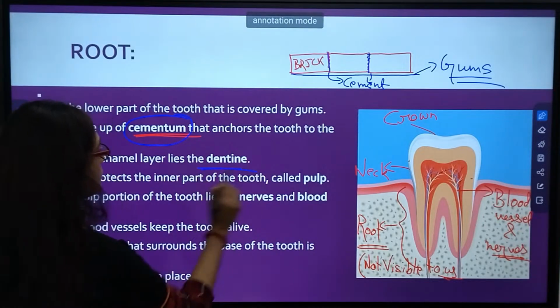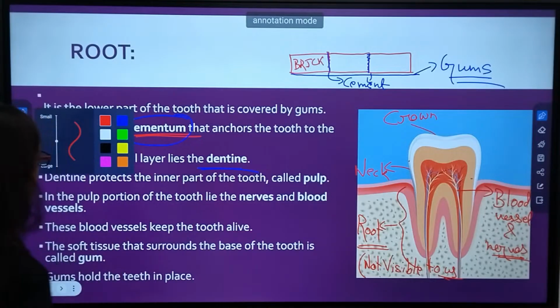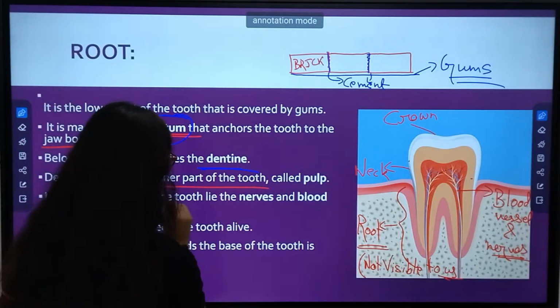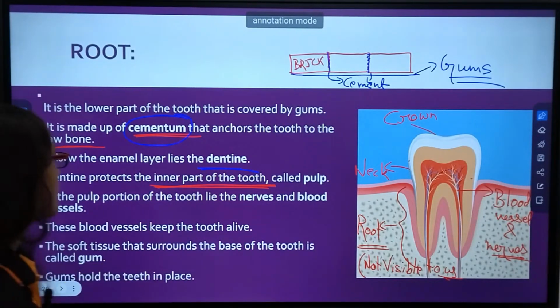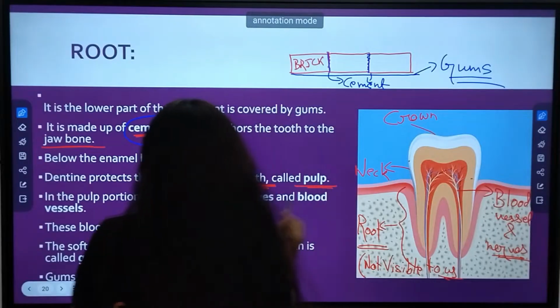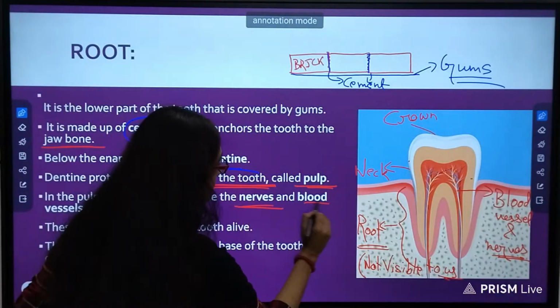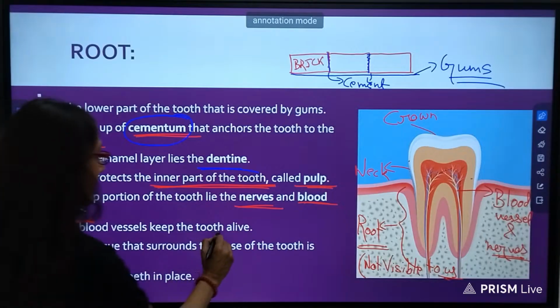Okay. So below enamel lies dentine. I have already told you this. What is the function of dentine? Its function is to protect the inner part of the tooth. Obviously, its function is to protect the inner part of the tooth called pulp. And this pulp has nerves and blood vessels. These blood vessels keep the tooth alive.